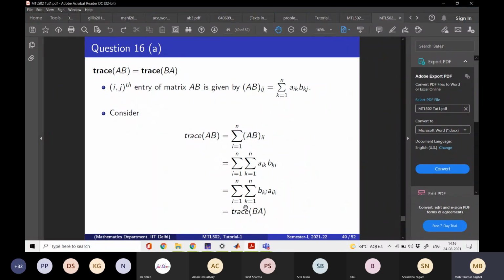In this way you can write the double summation here, because by this definition, AIK and BKI, these two are scalars, so they can commute. You can just write from here. If you see the definition, this becomes the definition of trace of BA. If you multiply BA and write the ijth entry of BA, then this will become BKI and AIK. In this way, you can say trace of AB equals trace of BA.